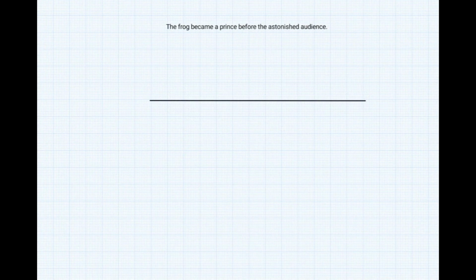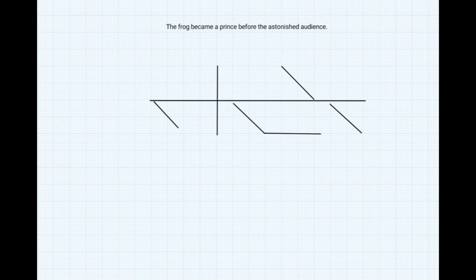And our bonus sentence here, the frog became a prince before the astonished audience. This is similar to the previous sentence, although it's relying on, spoiler alert, a prepositional phrase that's functioning adverbially. So go ahead and pause it once this diagram has been drawn on the screen for you, and see if you can place the words in the right location. I bet you can, but just go ahead and try it. This is another type 4 sentence, although this one is a bit more complicated, as you can see.